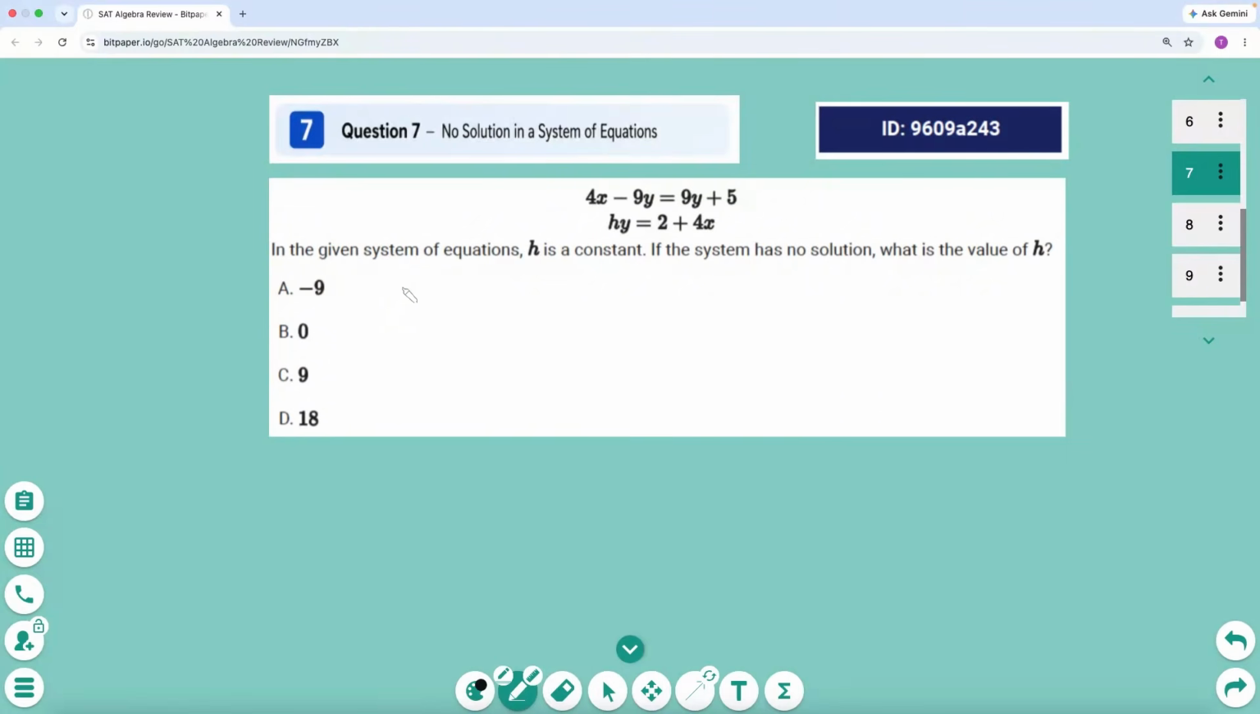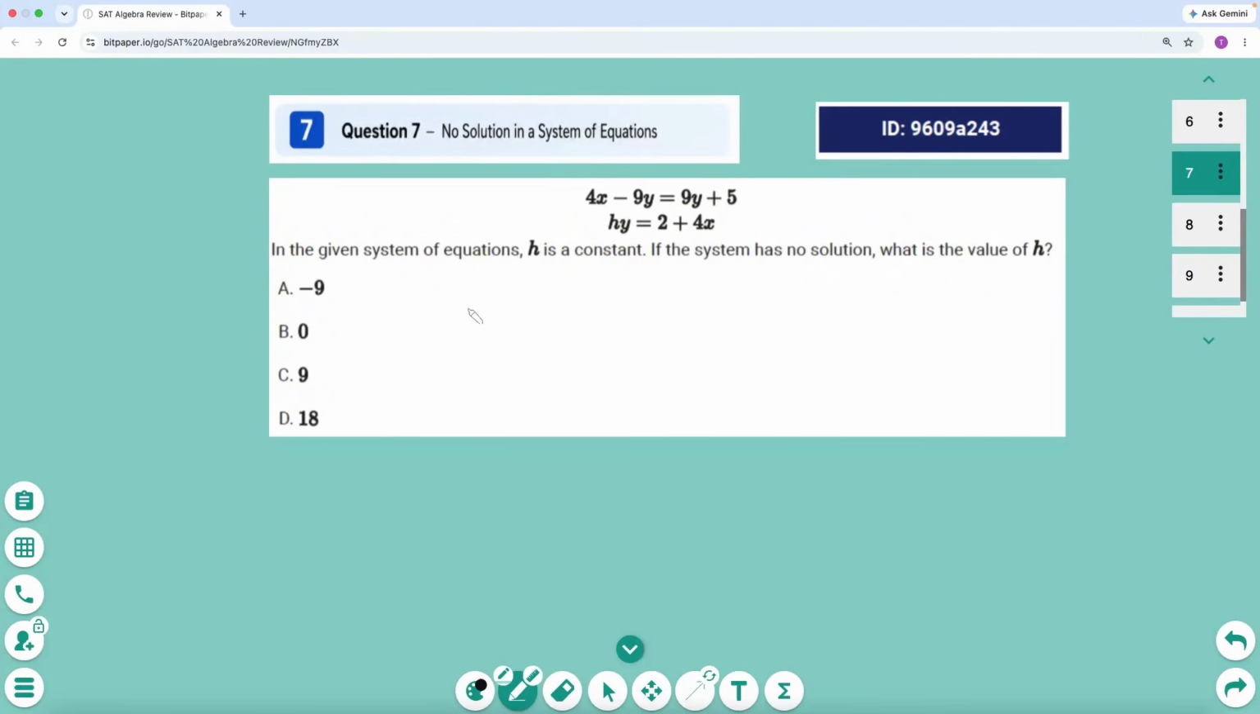Question 7. This is another no solution question, but this time with a system of equations. In the given system of equations, h is a constant. If the system has no solution, what is the value of h? Notice that both equations are linear. For a system of linear equations to have no solution, the two lines must be parallel, which means they have the same slope but different y-intercepts. Let's convert both equations into slope-intercept form, y equals mx plus b, to find their slopes.